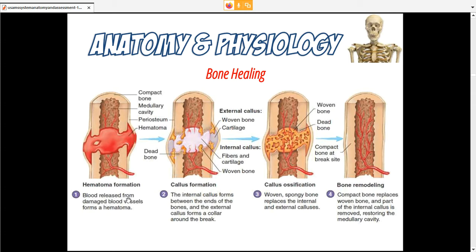So first, blood released from the damaged blood vessels forms a hematoma. Second, the internal callus forms between the ends of the bone, and the external callus forms the collar around the break. The third stage, woven and spongy bone replaces the internal and external calluses. And fourth stage, you can identify compact bone replaces the woven bone, and part of the internal callus is removed, restoring the medullary cavity. So this is how it goes when your bone gets fractured. These are the four stages it has to go through so that your bone will be healed.